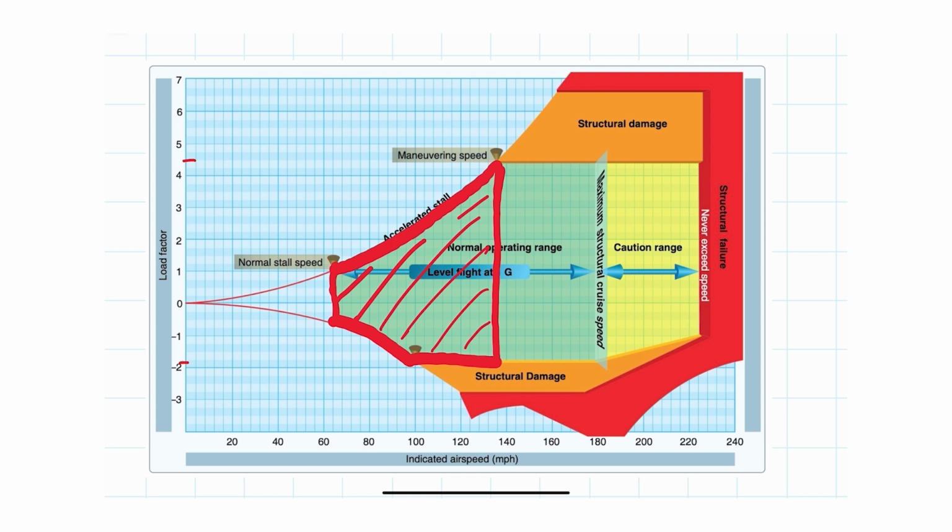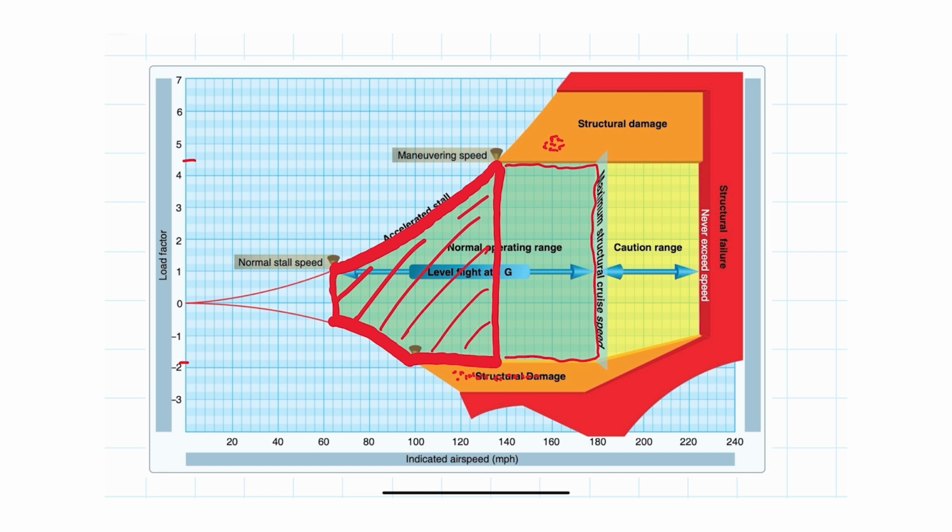However, if we pulled back hard and fast in this area right here, then we're going to do structural damage. If we pulled really fast above maneuvering speed and got up into 4.5, 5 Gs up in here, we're likely going to have structural damage to the airplane. Now, on the negative G side, if we pushed over really hard and did 2.5 Gs negative right in here, even well below maneuvering speed, we could very well damage the airplane. So what's the takeaway here?